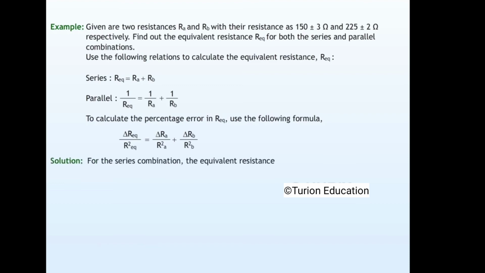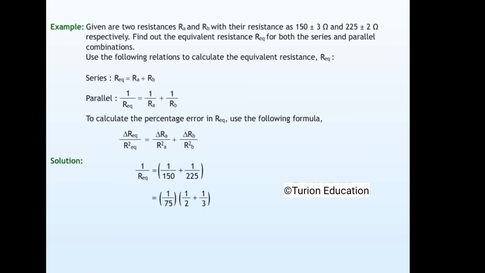Solution. For the series combination, the equivalent resistance Req equals Ra plus Rb equals 150 plus or minus 3 ohms plus 225 plus or minus 2 ohms, or Req equals 375 plus or minus 5 ohms. For the parallel combination, we have 1 by 150 plus 1 by 225 equals 1 by 75 into (1 by 2 plus 1 by 3) equals 1 by 75 into 5 by 6. Hence, the equivalent resistance is 90 ohms, or Req equals 90 ohms.